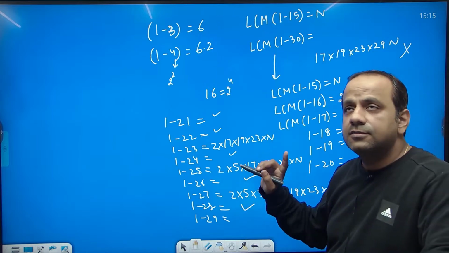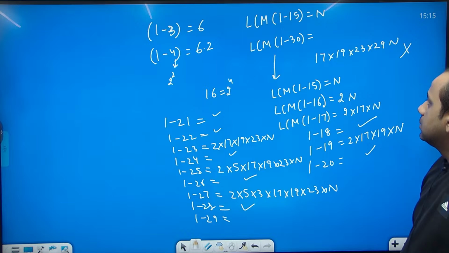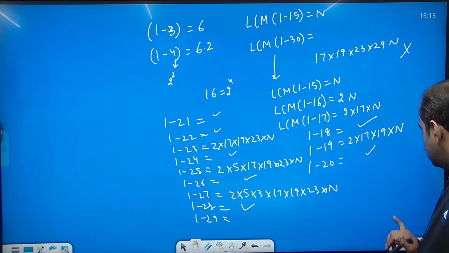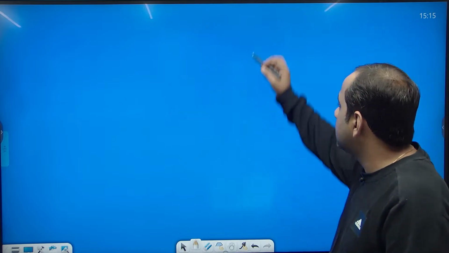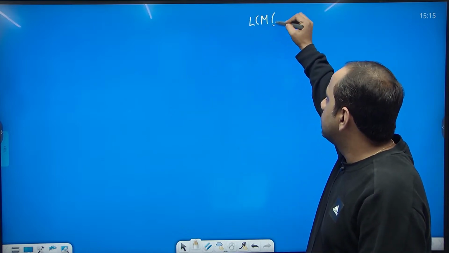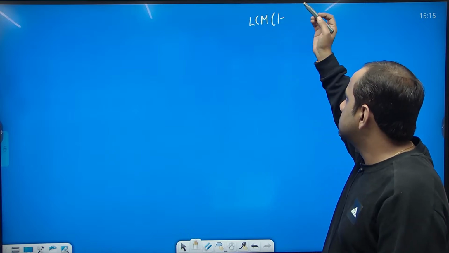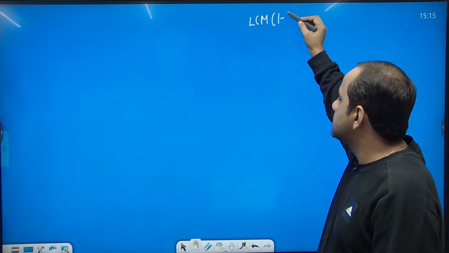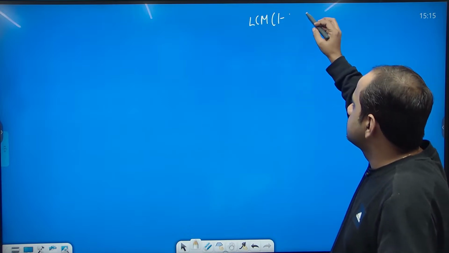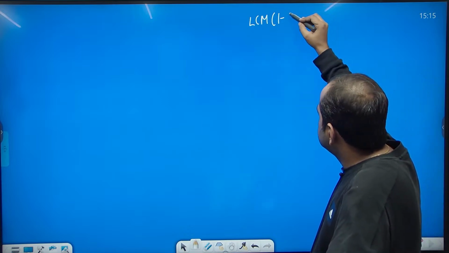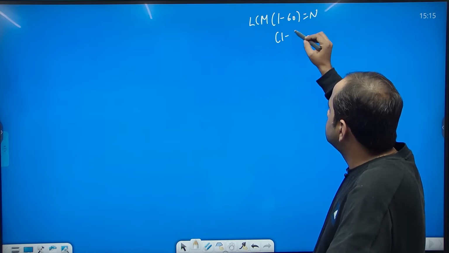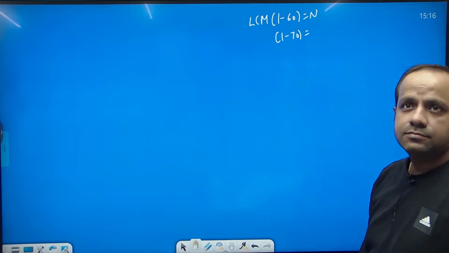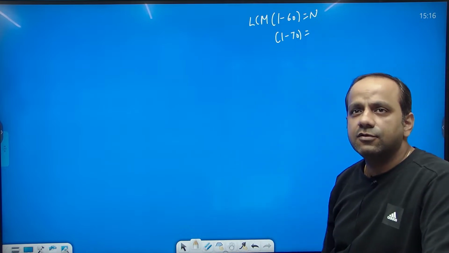This is the previous slide. Okay. So you have to understand this concept. अब कुछ भी हो, कोई भी ऐसा क्वेश्चन है, like if I say LCM of numbers 1 to 60 is n. LCM of numbers from 1 to 70. What should be your answer? Comment your answer, all of you.